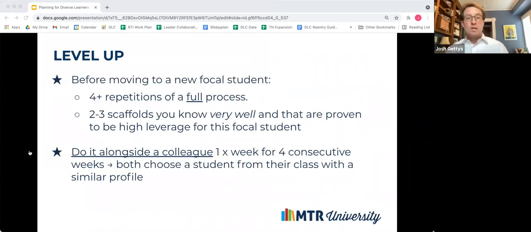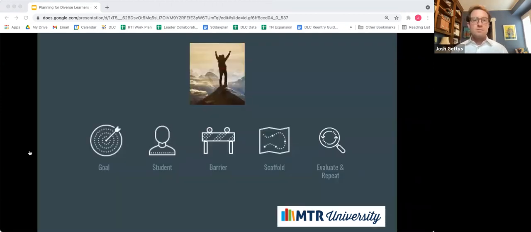To level up on this and get really great at it, before you move to a new focal student, do multiple repetitions and get great at just a few scaffolds that you know really work, that you can pull out of your toolkit later on because you've gotten so proficient at them. I also recommend doing it alongside a partner, for both accountability and because we just get better together. So what we've learned today: there's a goal, then you get to know the student, identify the barrier, and identify the specific scaffold that's going to help the student overcome that barrier. You evaluate the impact and you repeat that process.